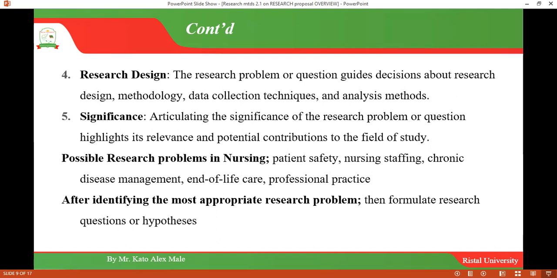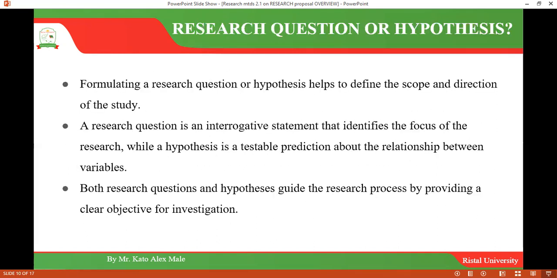Possible research problems are, for example, in the field of nursing: we can have patient safety, nursing staffing, chronic disease management, end of life care, you get it? Professional practice, and other related problems. So, after identifying the most appropriate research problem, then you must formulate research questions or hypotheses. So let's get oriented.